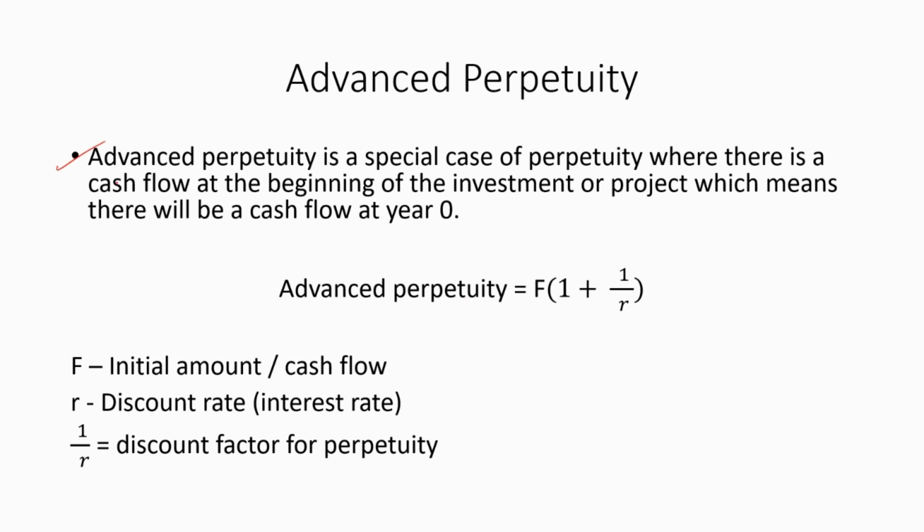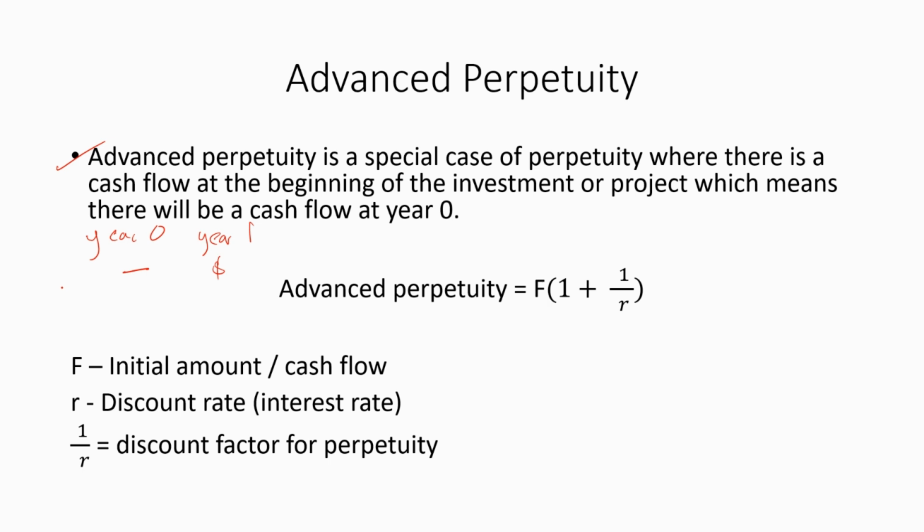Now let's go one more step ahead. Advanced perpetuity. Advanced perpetuity is a special case of perpetuity where there is a cash flow at the beginning of the investment or project, which means there will be a cash flow at year 0. We just discussed perpetuity. Perpetuity is where there are cash flows every year for the perpetuity. But under perpetuity, there was no cash flow at year 0. Year 0, there was no cash flow. Beginning from year 1, there will be cash flows.